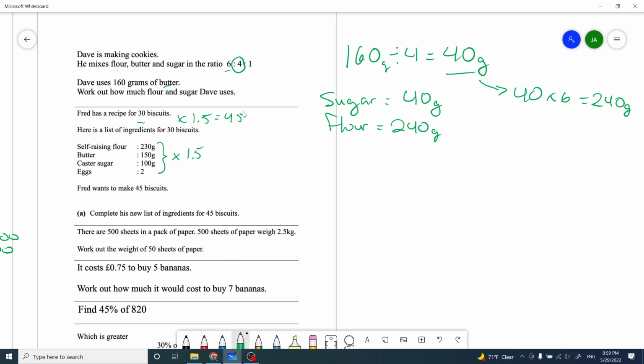Or another way to do this, we can take half of everything we see here and then add it back to the original amount, which is what I'm going to do because I don't really like multiplying by decimals by hand. And figuring out half of things is much easier to do in my head.